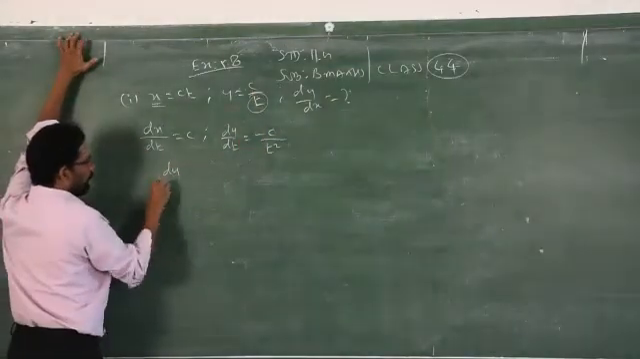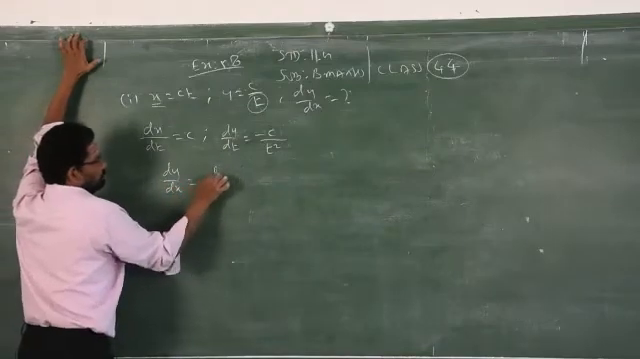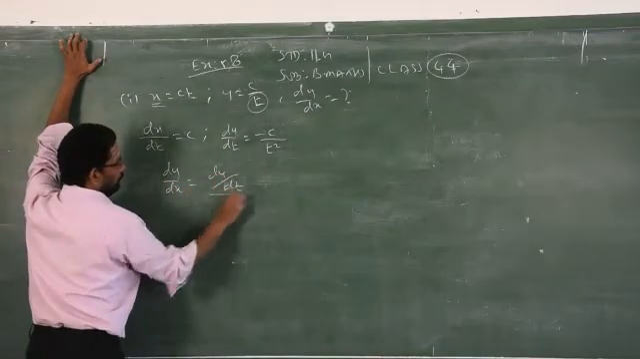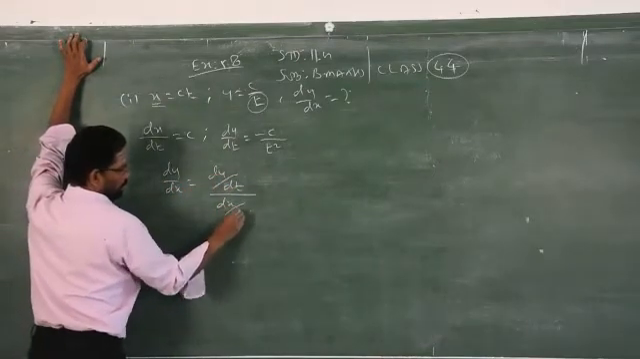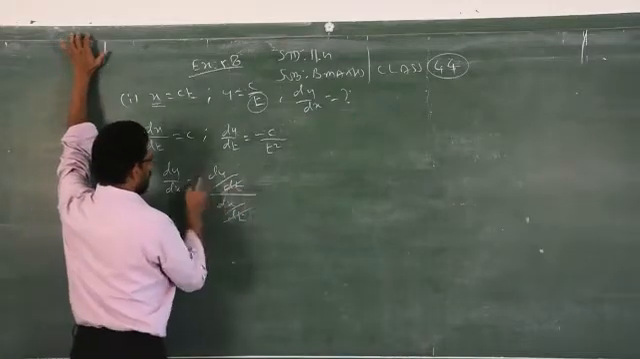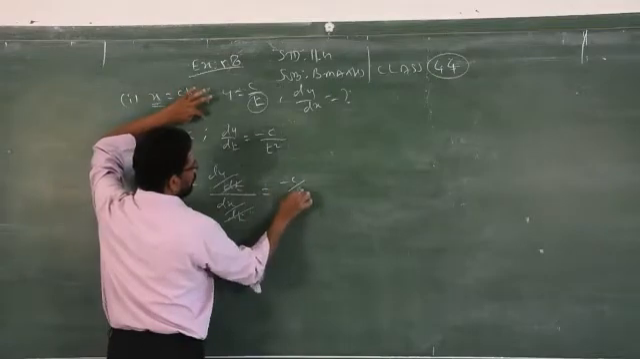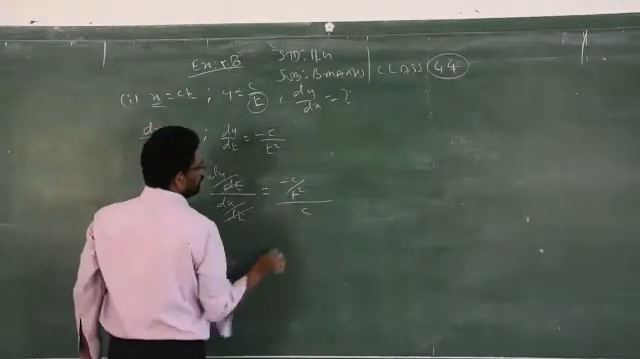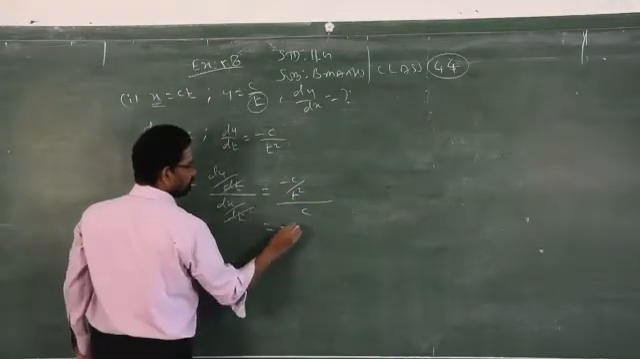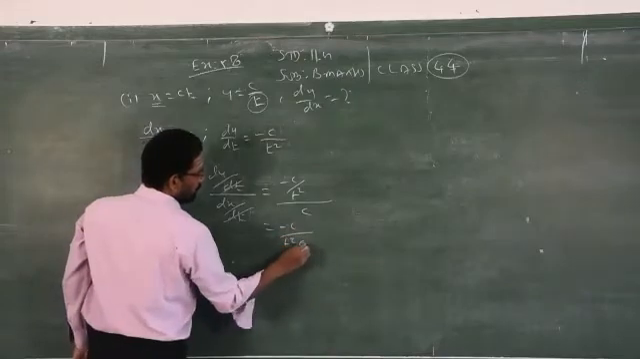Now I need dy by dx. Clear? So dy by dt by dx by dt. If you divide, these two get cancelled, you will get dy by dx, that is minus c by t square by c. Minus c by t square into c.